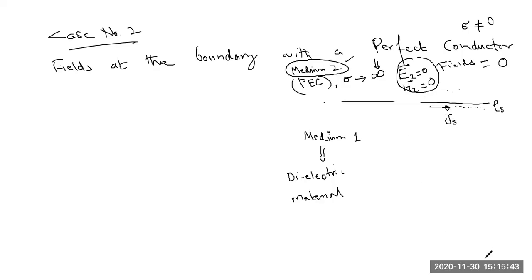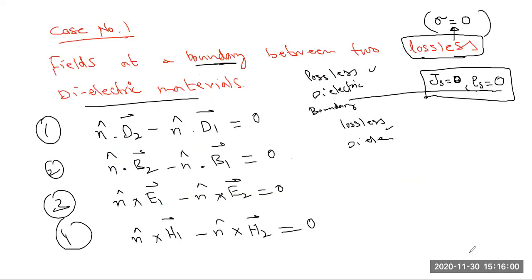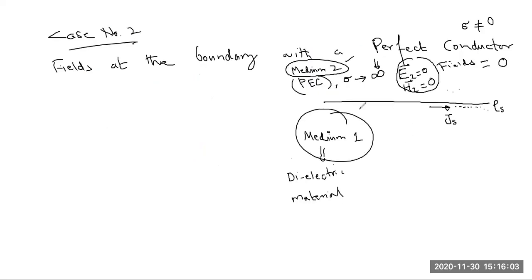सो जो हमारे पास जनरल बाउंड्री कंडीशन है, लेट मी गो बैक, ये हमारे पास जनरल बाउंड्री कंडीशन. इसमें चेंज ये आएगा कि हमारे पास जो हम ये D2, B2 और E2 ले रहे थे, सारे जीरो के बराबर हो जाएंगे. हमारे पास सिर्फ और सिर्फ जो फील्ड्स होंगे वो सिर्फ मीडियम 1 वाले होंगे. तो अगर मैं इसको नोटेशन वाइज कहूँ तो मीडियम 1 के अंदर जो इलेक्ट्रिक फील्ड होगी वो E1 होगी, और मैग्नेटिक फील्ड H1 होगी. मीडियम 1 के अंदर जो इलेक्ट्रिक फ्लक्स डेंसिटी होगी वो D1 होगी, और मैग्नेटिक फ्लक्स डेंसिटी B1 होगी.